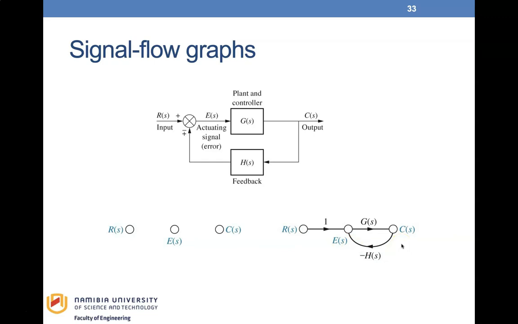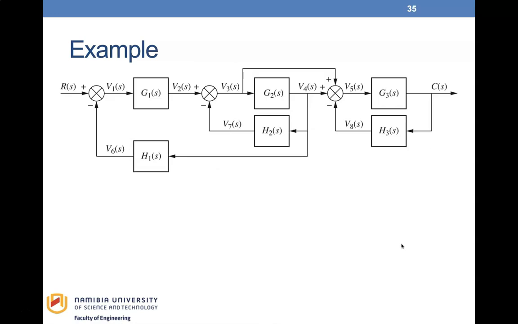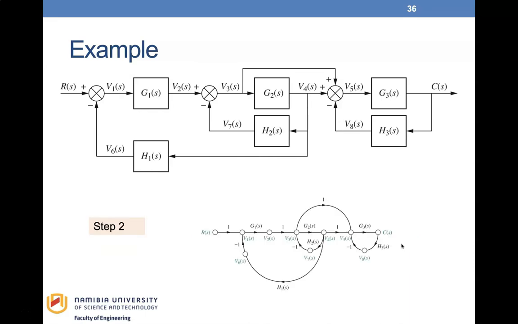Let us consider an example, the example 5.6 in your textbook. We are to convert this block diagram to a signal flow graph. Step 1 is to draw the signal nodes. Secondly, interconnect the nodes with the transfer functions showing the direction of signal flow. Note that the negative signs at the summing junctions of the block diagram are represented by the negative transfer functions of the signal flow graph.